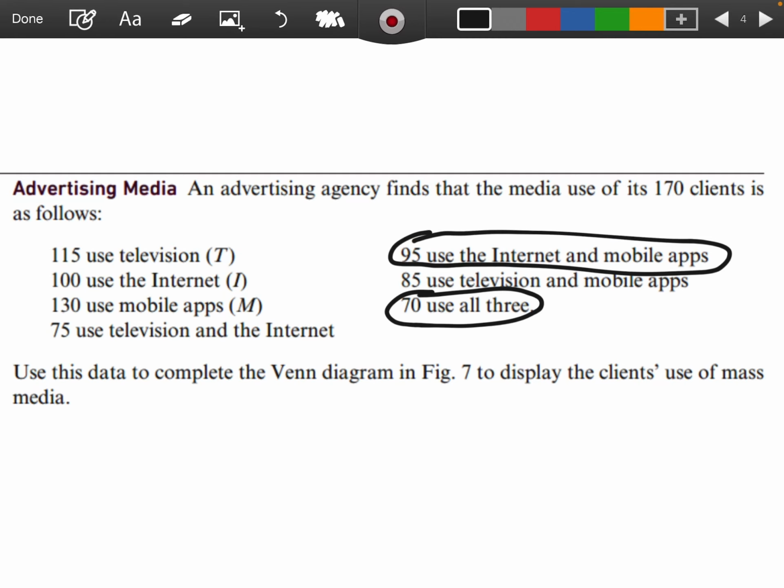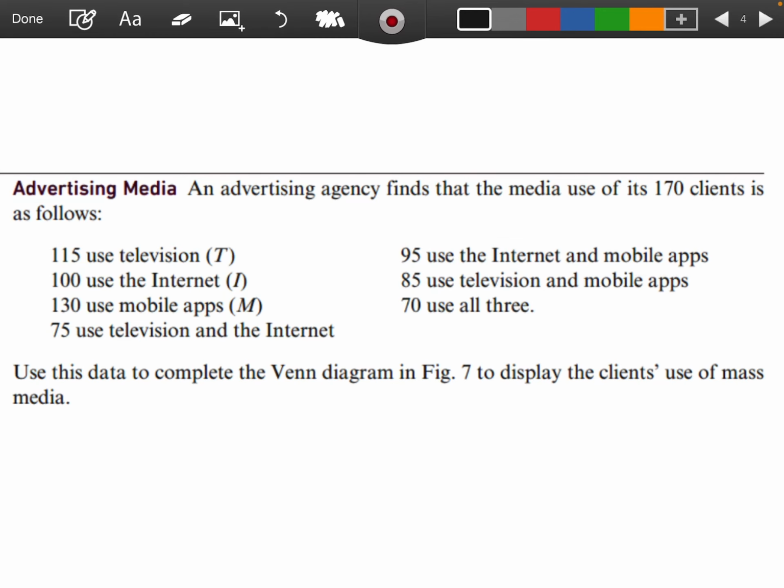So the people that just use internet and mobile apps would actually be 25, because 70 of the 95 use all three, so 25 use just internet and mobile apps. So you have to be careful with these, and that's why I say to work from the inside out, because that middle number has to be taken away whenever you start looking at these intersections.